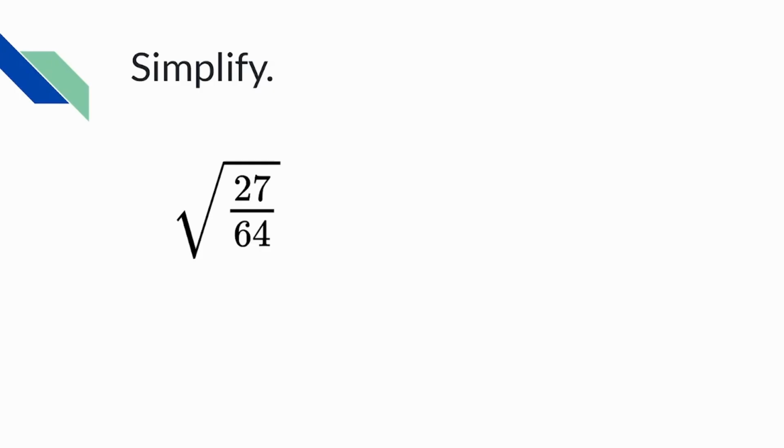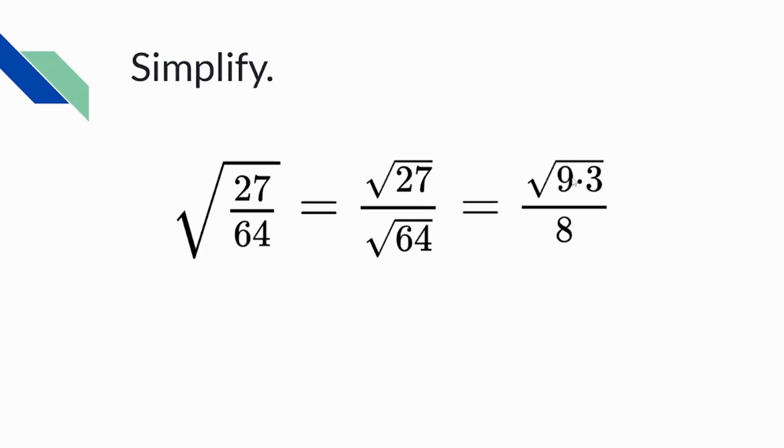Here I have the square root of 27 over 64. So what I want to do is break this up into 2 separate radicals. On the bottom I have a perfect square, so that's going to clean up nicely. But in the top, it's a little bit trickier. I actually want to find a perfect square that's hiding in there. I want to say that 27 is the same thing as 9 times 3. Now why am I doing this?